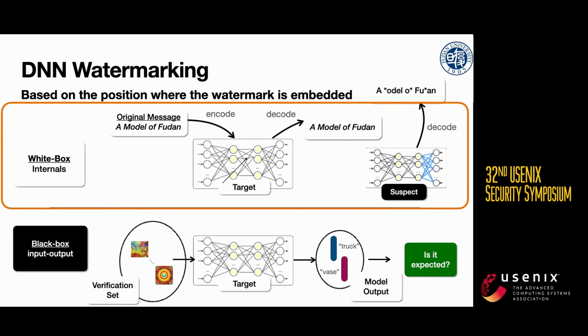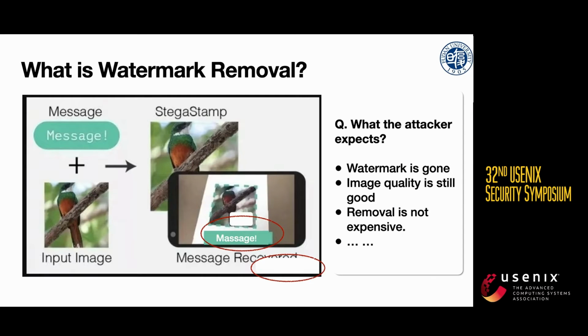For example, in a white box scheme, we can embed the message, "This is a model of Fudan University," in the model internals, such as the parameters or the activation values. Even if a model is obfuscated, the message can still be partially recovered. In comparison, black box watermarking embeds the ownership message in the input-output behavior, similar to backdoor attacks, but with a benign objective. To qualify a watermarking scheme, we need to assert its robustness under removal attacks.